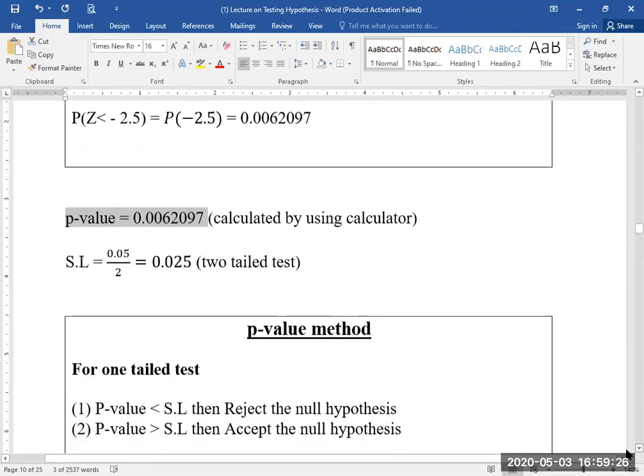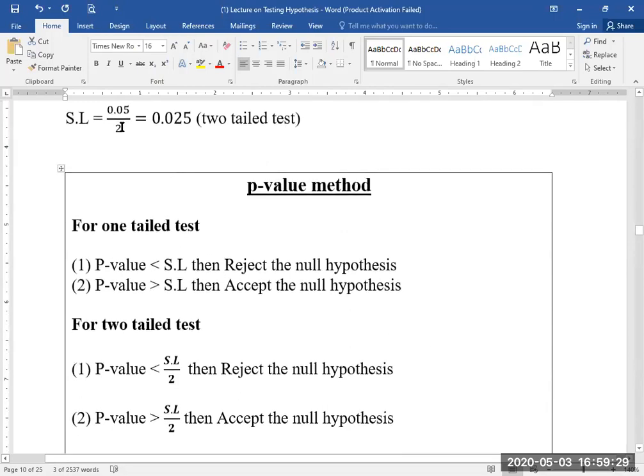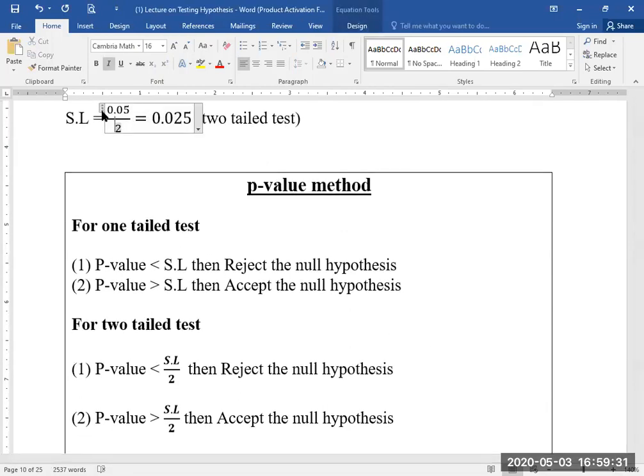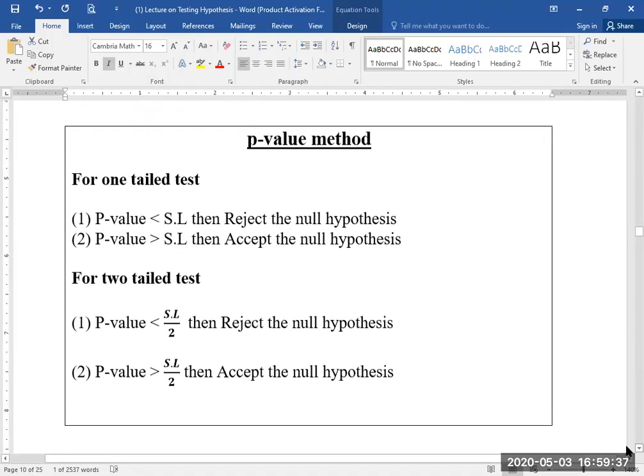Now I am dividing the significance level by 2, because it is a two-tailed test. In this box, I have given you the p-value method again. Here you can restudy it.